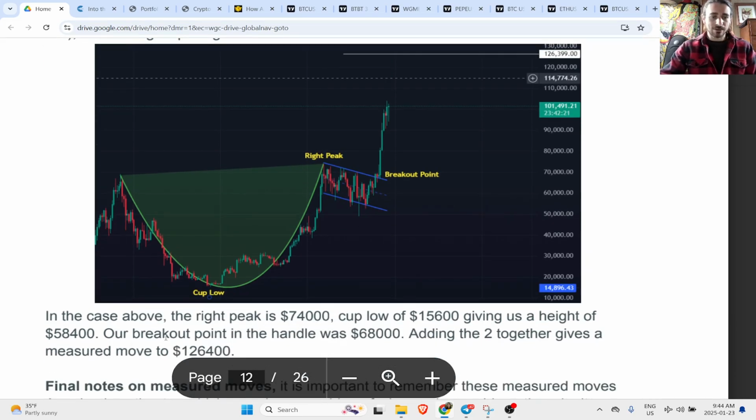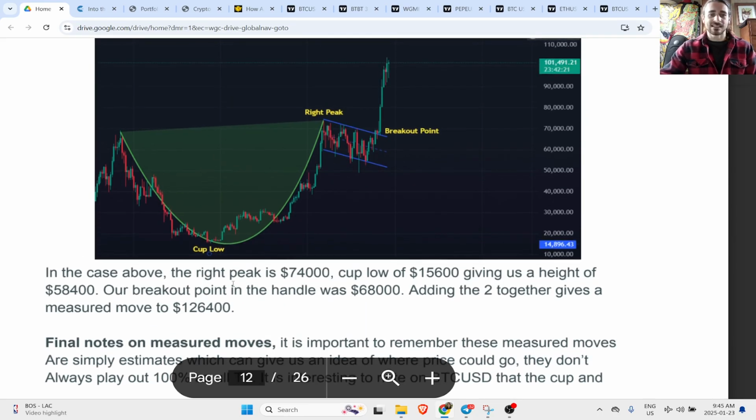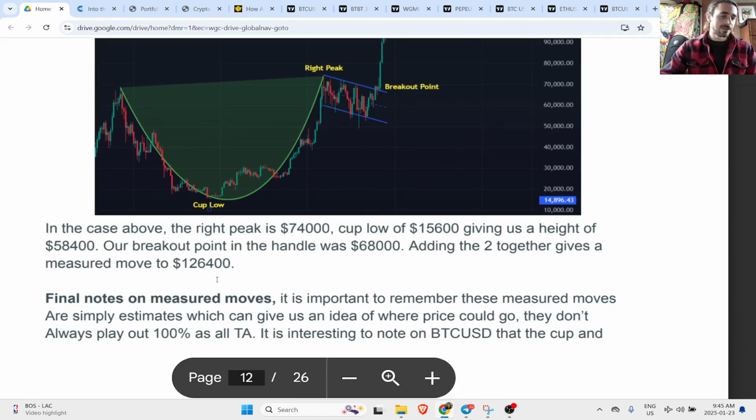So obviously I have it broken down. Right peak is 74,000, cup low 15,600, a height of 58,400. So if we add that onto our breakout point, that gives us a measured move of 126,400. It's also interesting to note that there is a bit of confluence of this cup and handle target in addition to a Fibonacci extension target. So we will be watching this level right around the mid 120,000 region. It could act as decent resistance in the future.